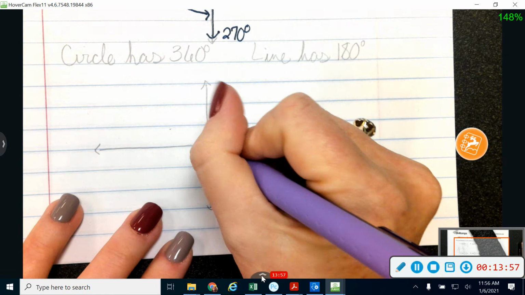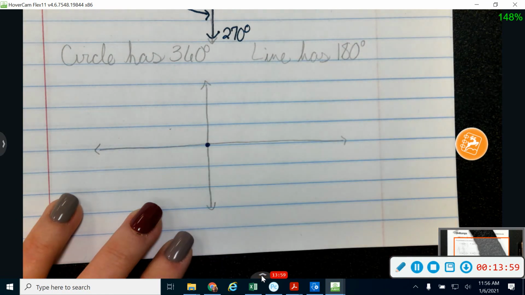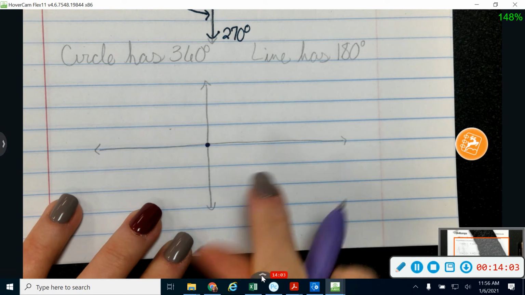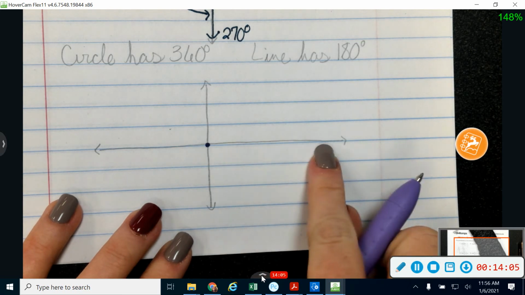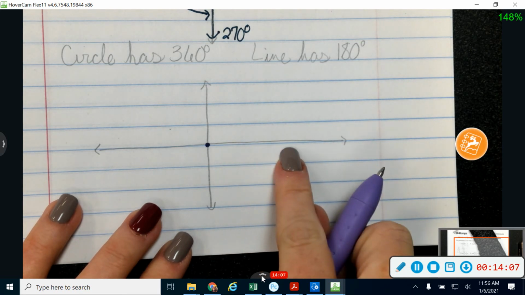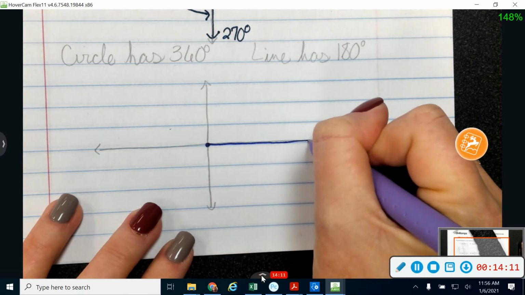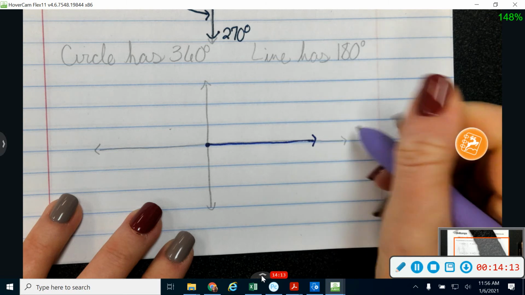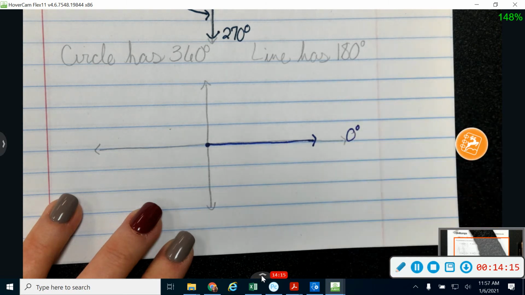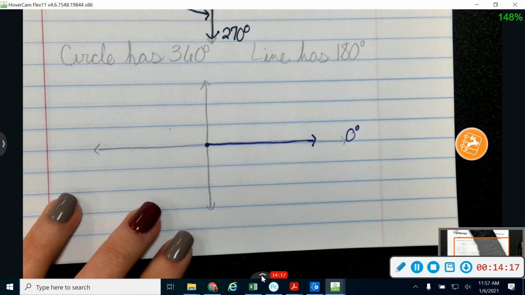Okay, all right, vertex. I'm going to stop drawing my initial side. You know where the initial side is now. It's over here on my positive x-axis. Here's my initial side. But let me start again by saying that if I haven't gone anywhere, it is still 0 degrees.